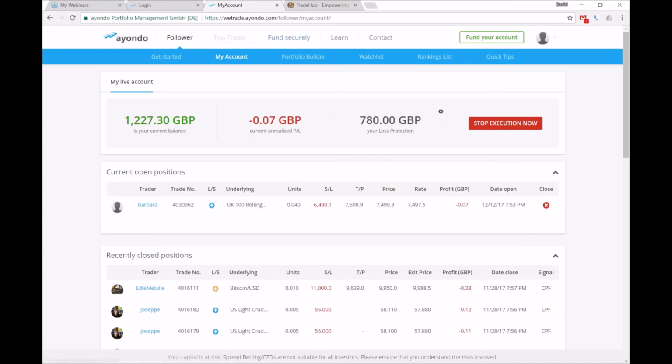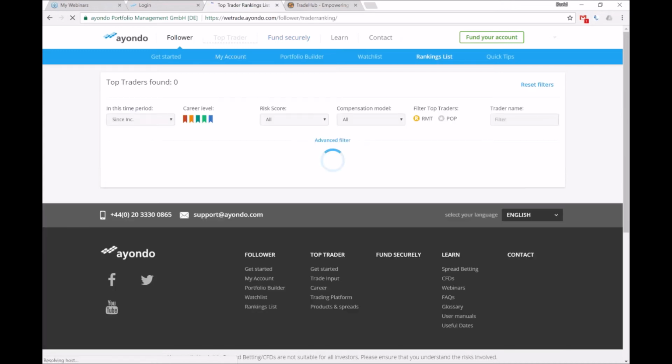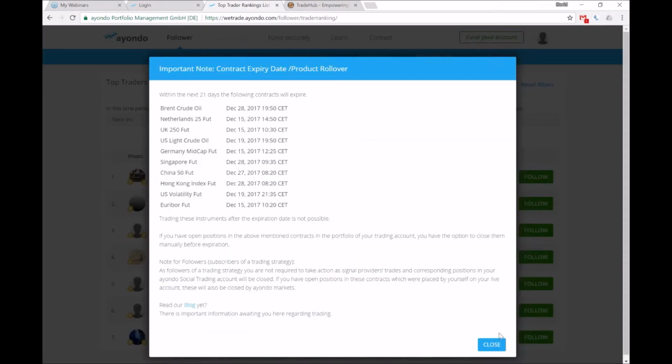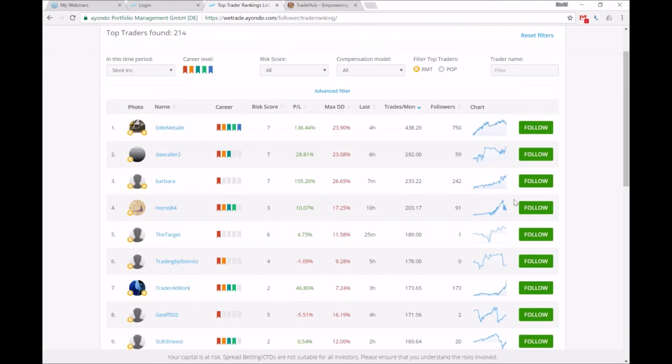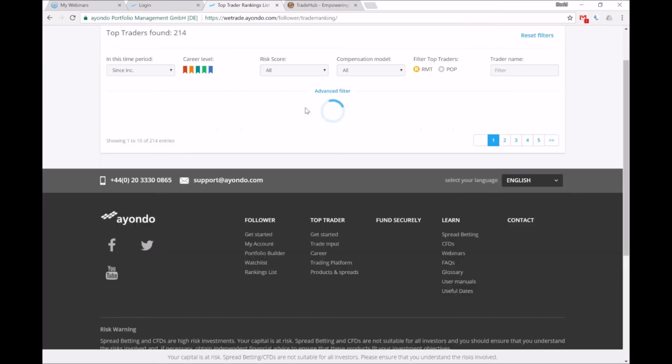But I think it's a way of maybe finding a list of traders who have been consistently profitable, finding traders that maybe fit your overall trading style. I think it's a really complementary way of trading. I think there are some things to watch out for.